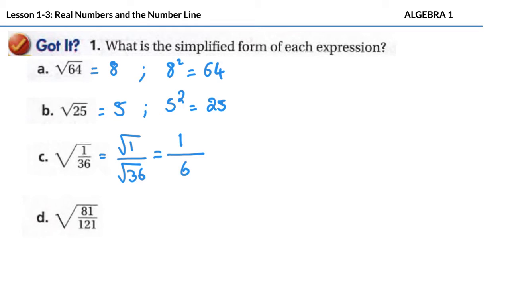Try the last one. What is the square root of 81 over 121? Split the square roots, square root of 81 divided by square root of 121. Square root of 81 is 9 and square root of 121 is 11 because 11 squared is 121. That's great. Let's move on and solve another type of problem.